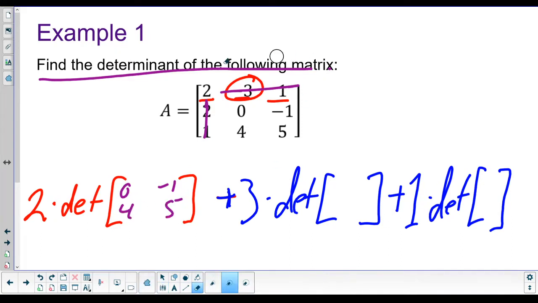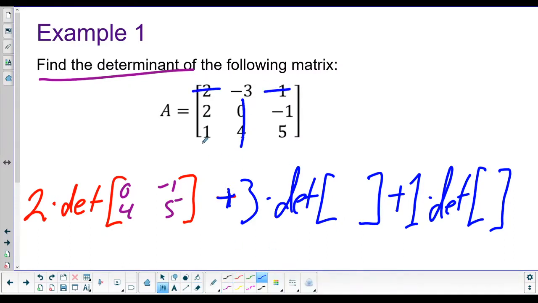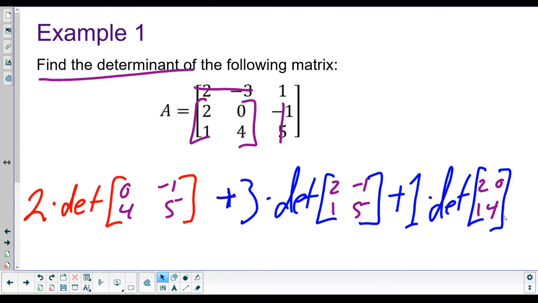All right, now we've got to look at B. Cross off everything that lines up with B. So the inside of this determinant will be 2, -1, 1, and 5. And now for C, we block off everything that lines up with our C term and then take the determinant of this little matrix. So 2, 0, 1, 4.